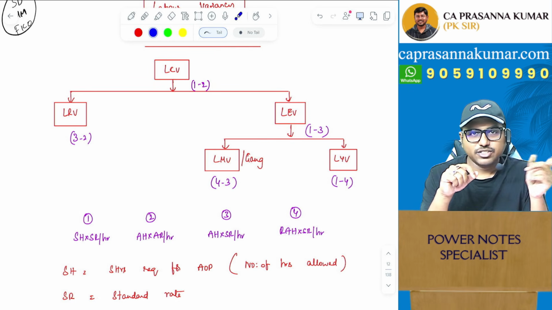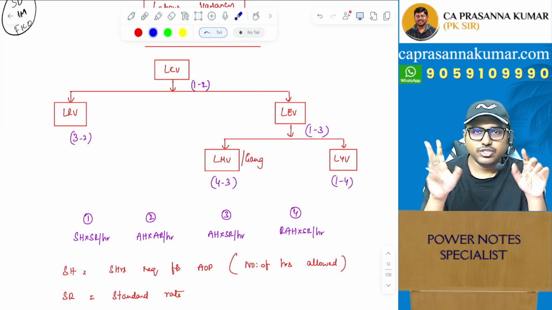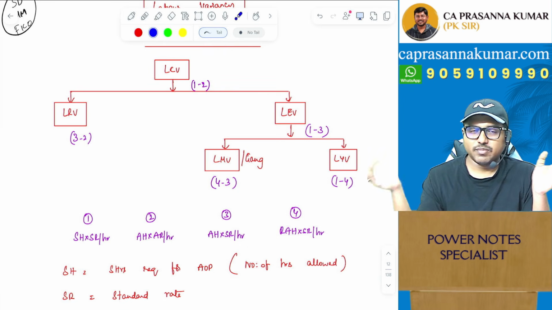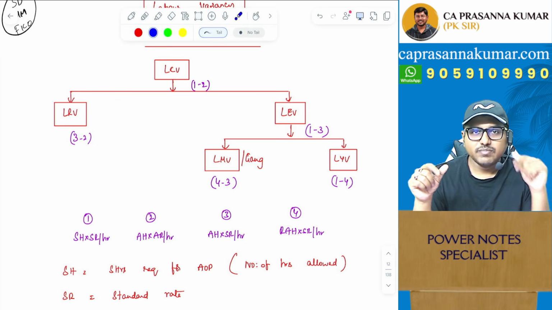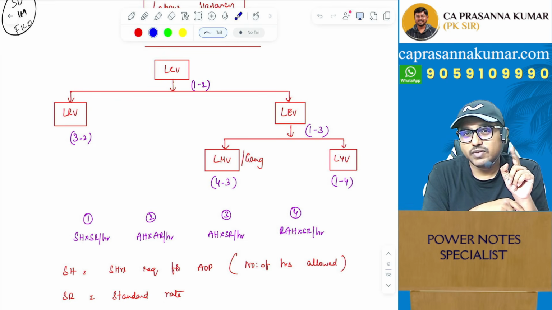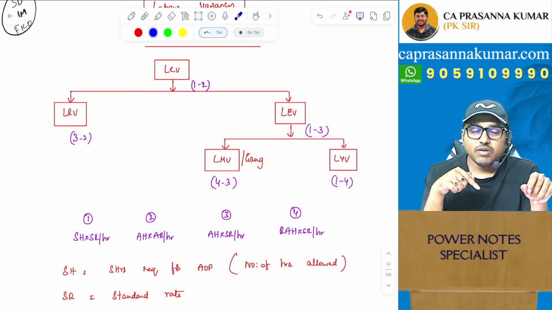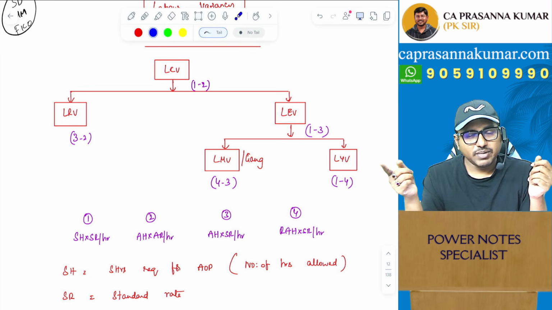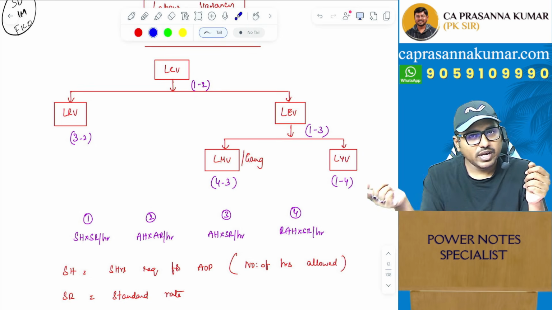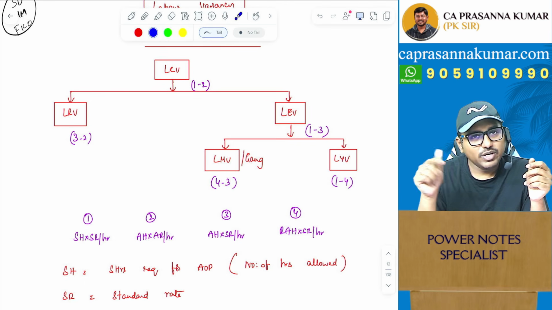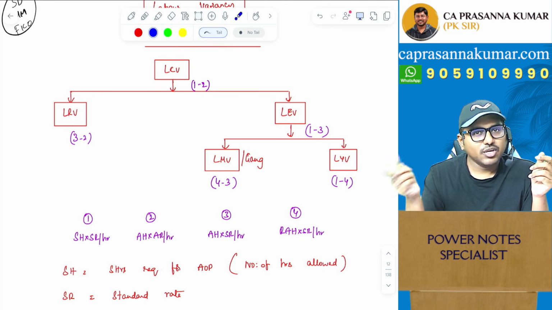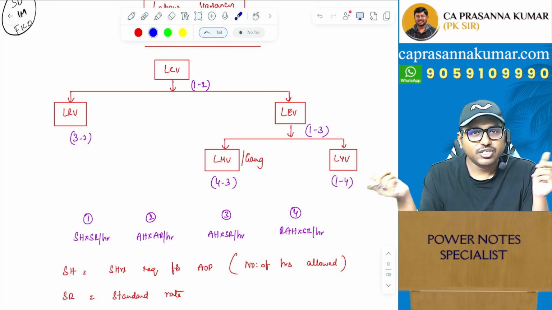What is 1? SH into SR per hour. What is 2? AH into AR per hour. What is 3? AH into SR per hour. What is 4? RAH into SR per hour. Exactly, the template is similar to material variances. What is 1 of material variance? SQ into SP. 1 of labor variance: SH into SR. 2 of material variance: AQ into AP. 2 of labor variance: AH into AR. 3 of material variance: AQ into SP. 3 of labor variance: AH into SR. 4 of material variance: RAQ into SP. 4 of labor variance: RAH into SR per hour.